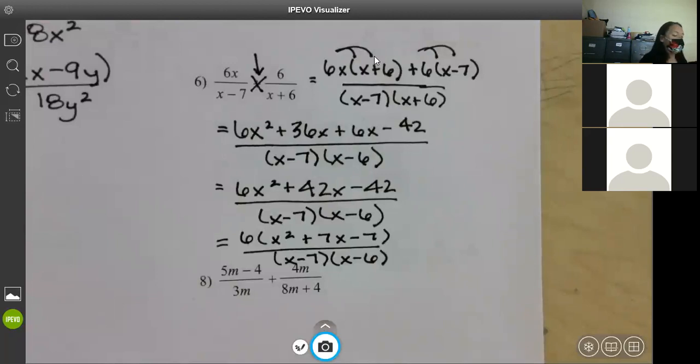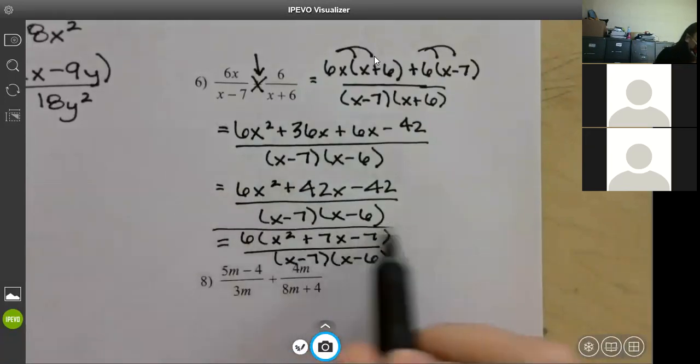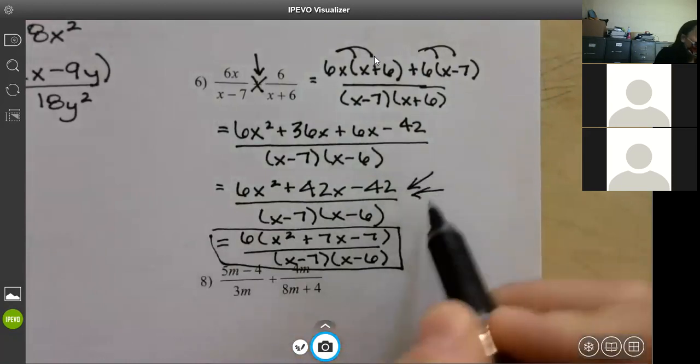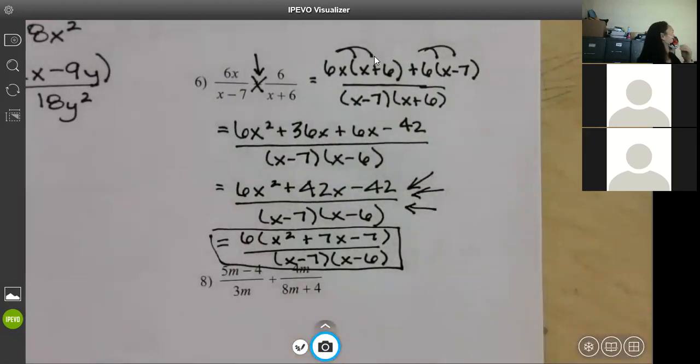Now, what I'm going to tell you is, did this 6 help with anything? No, they may not pull it out. So even if you went this far, which is the most simplified you can get, this may be the answer that you see on your quiz. Does that make sense? I'll take both. Both are fine. Nothing is wrong with the second one.